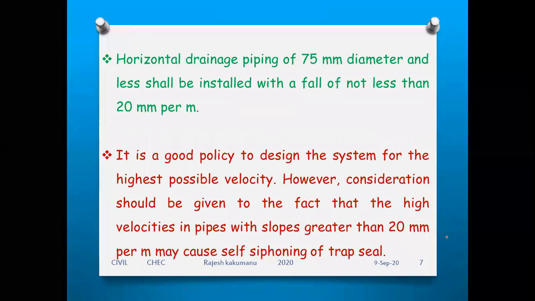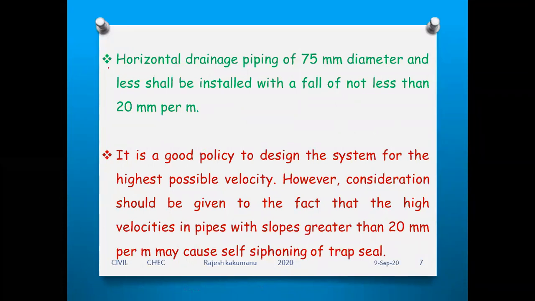Next, the horizontal drainage piping of 75 mm diameter and less should be installed with a fall of not less than 20 mm per meter. So the horizontal drainage, which you use to send waste from the house into the main drain, whatever accessories you are maintaining, should have a fall of 20 mm per meter. So you have to maintain this for proper installation.